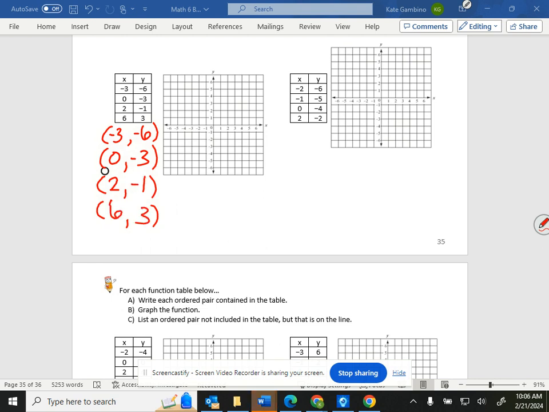Second step is graphing it. We've done this. So let's do our graphing. -3 to -6, 0, -3 to -1, 6, 3. Then we're going to do our best to connect our line.